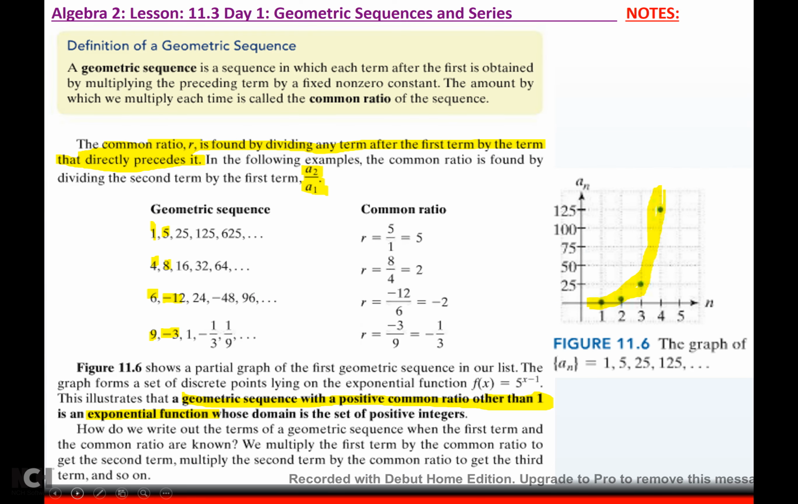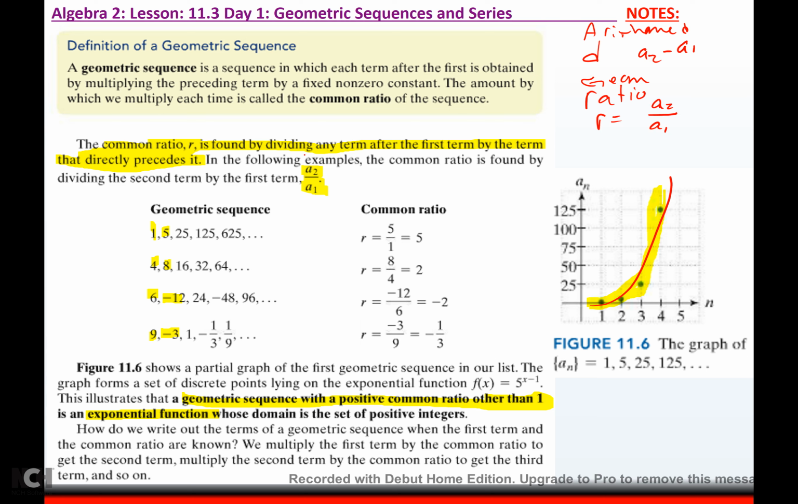Just like our arithmetic sequences were linear, when you plotted their points, you got a straight line, geometric sequences are exponential. They look like a rumor spreading. Now, to get your common difference for arithmetic, you took A2 and subtracted A1. When you're doing geometric, you're finding the common ratio R, and you get that by dividing A2 by A1.